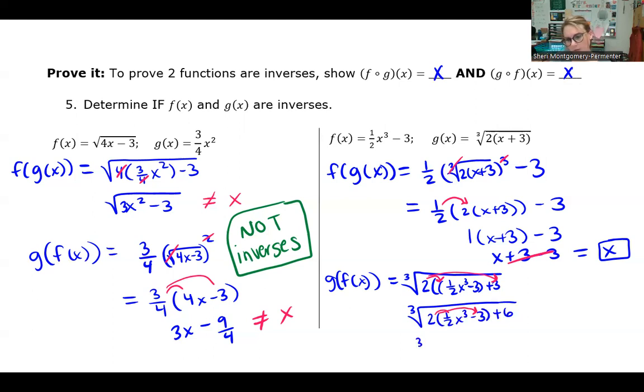Yep. Do I have to write it? So I get x to the third, and 2 times -3 is -6. What's -6 plus 6? So that turns into the cube root of x cubed. These cancel each other out because they're inverses, and you're left with just x. So anytime that you can plug one into the other and vice versa, you can prove that they are inverses.